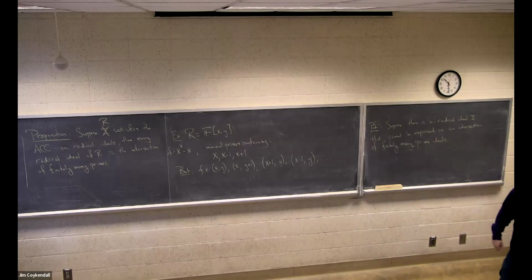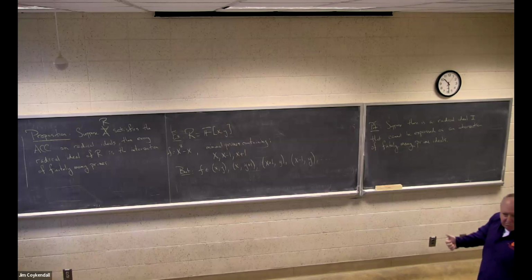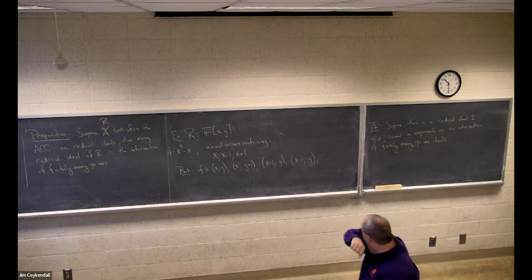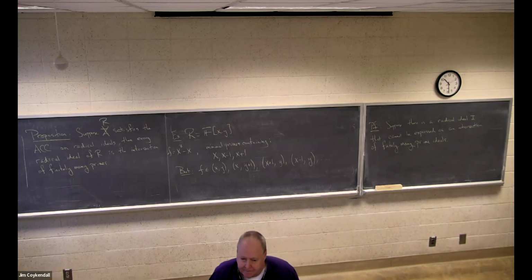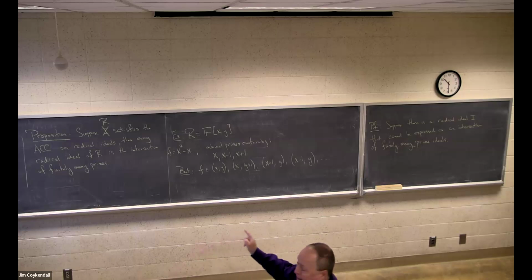Okay, so suppose that there is such an animal, right? What next? I claim that there must be a radical ideal that is maximal with respect to this property. Of course, how come? You don't need Zorn. We've got ACC. Oh, that's right.